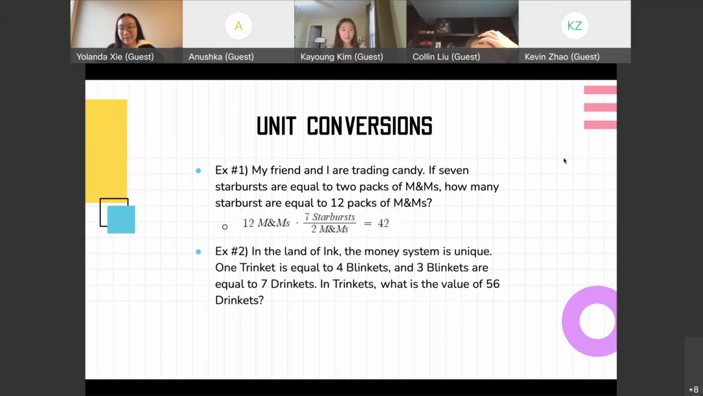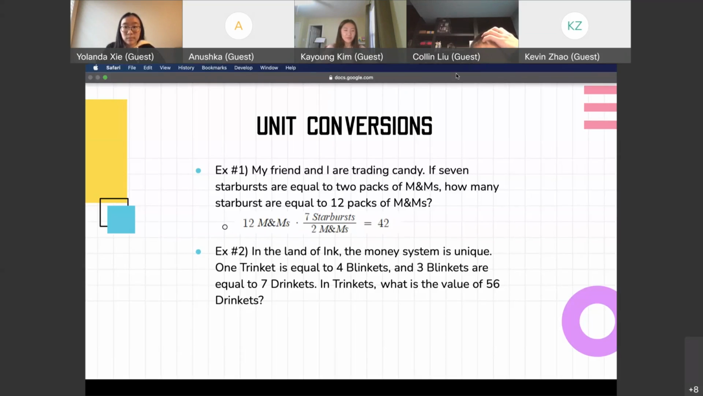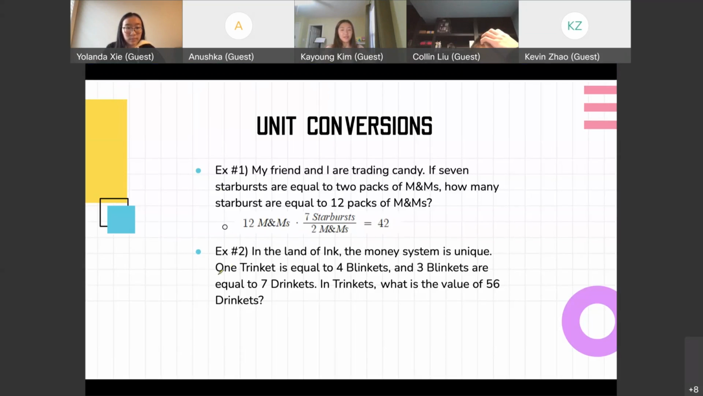Should I do this one? Yeah, you can do it. Okay, so this is a problem where the strategy that we just looked at would be helpful. In the land of Ink, the money system is unique. 1 trinket is equal to 4 blinkets, and 3 blinkets are equal to 7 trinkets. In trinkets, what is the value of 56 trinkets?